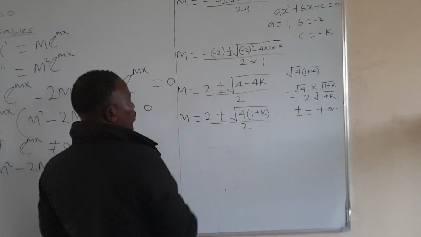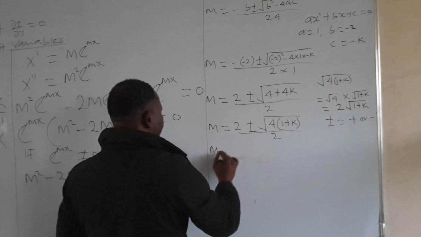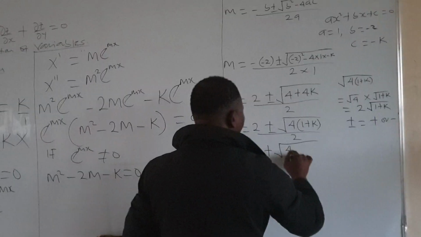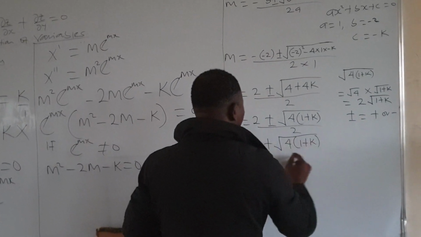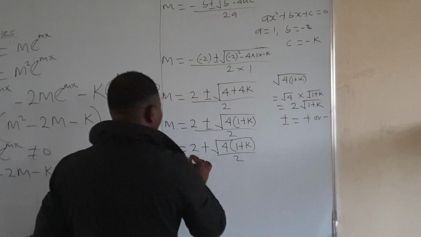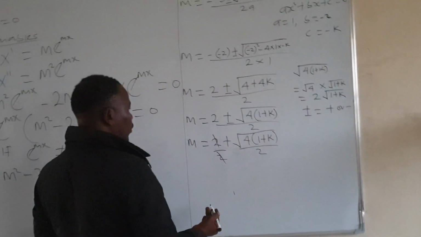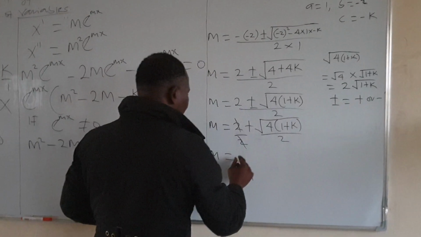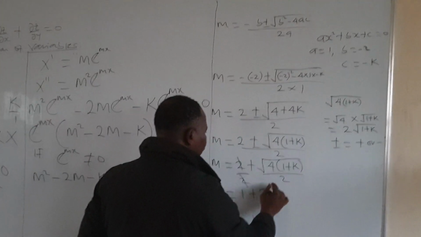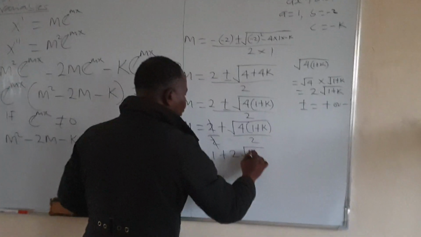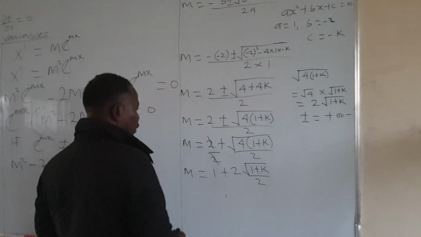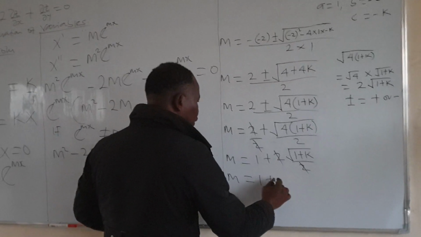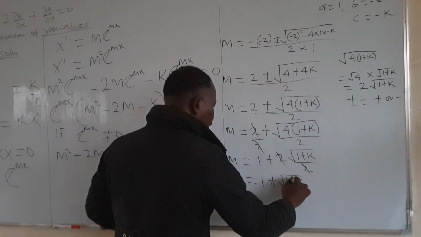But note that if we have plus or minus, it means it is either plus or minus. So let's start with plus. So if our m is equals to 2 plus square root of 4 all in bracket 1 plus k close bracket, it means this is the same thing as 2 all over 2. This and this will cancel. Then our m is equals to, if we apply this, 1 plus square root of 1 plus k all over 2, then this and this will go. True or false? Our m is equals to 1 plus square root of 1 plus k.